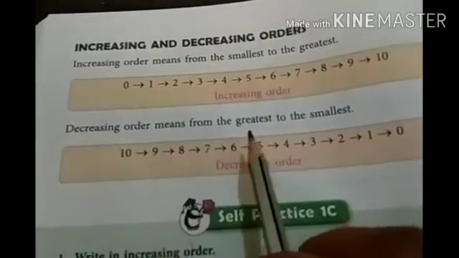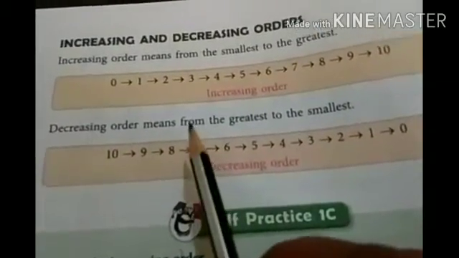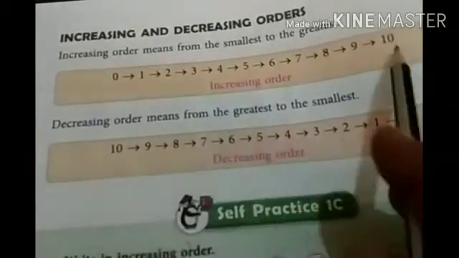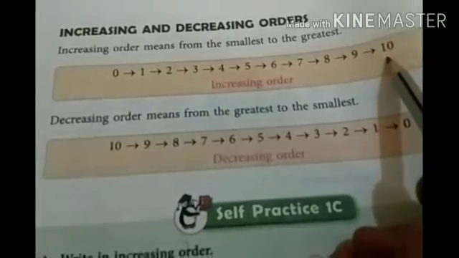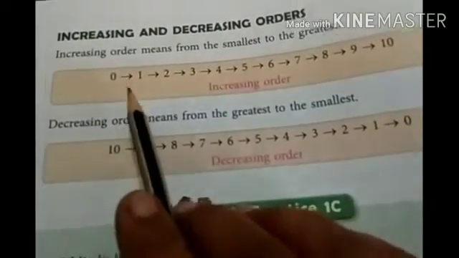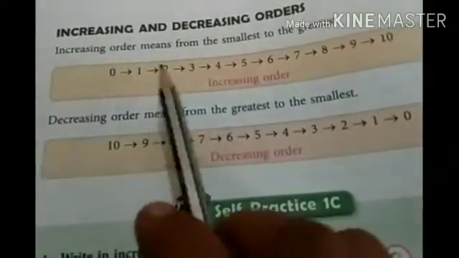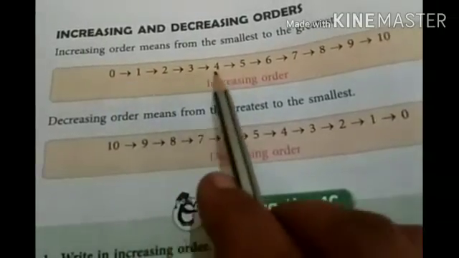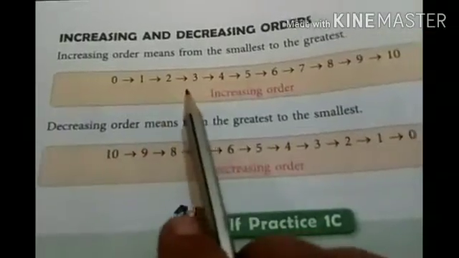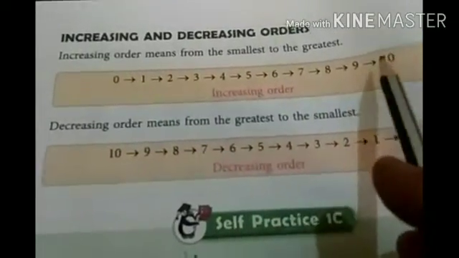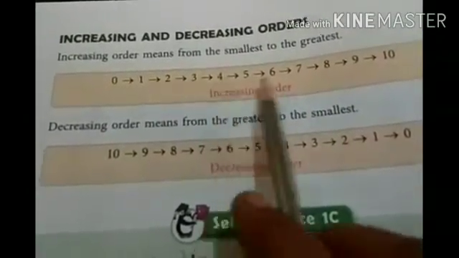Increasing order means when the digits or numbers are arranged from smallest to greatest. See here, 0 is the smallest number in this group and 10 is the greatest number, and it is arranged from smallest to greatest. I am going to read these numbers: 0, 1, 2, 3, 4, 5, 6, 7, 8, 9, 10. So these numbers are arranged from smallest to bigger or greatest. So this is called the increasing order.